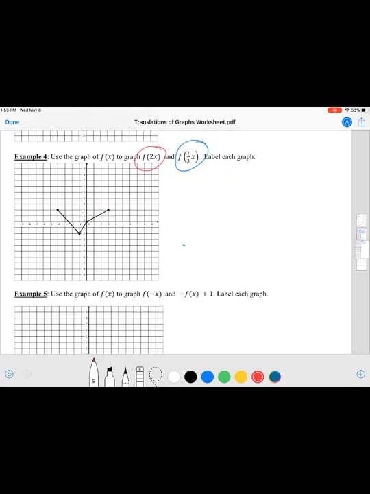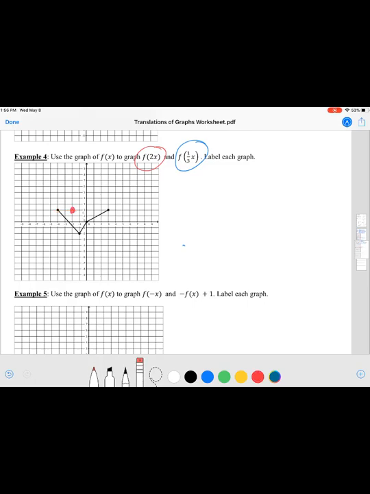Okay, so we're going to start off with the function f of 2x. When we multiply a value by x, that means it's going to be a horizontal shrink or stretch. If it's greater than 1, that means it's going to be a horizontal shrink. So that means I'm going to shrink all my horizontal distances by 2. I'm going to cut everything in half. So if I look at this first point right here, I have the point -4, 2. I want to cut this horizontal distance in half. So my new point is going to be at -2, 2.